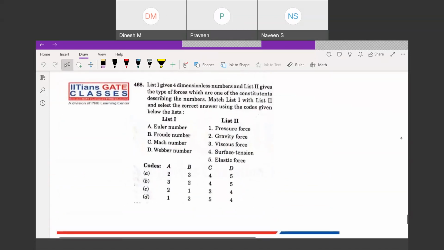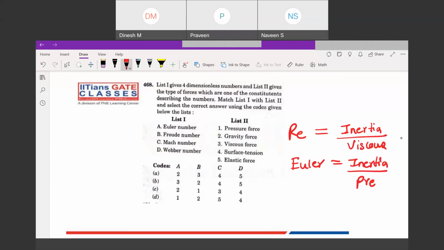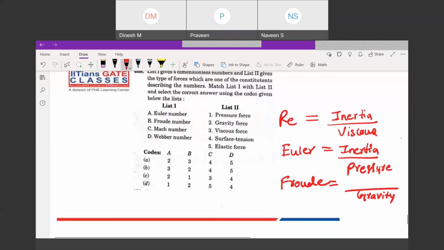Okay, now one more thing. There are these flow numbers, like Reynolds number, Re, which is inertia force by viscous force. Then there is Euler's number, which is related to inertia force and pressure force. Then there is Froude number. Here, see, everywhere it is inertia only, this other thing actually changes. So Froude number is related to gravity.